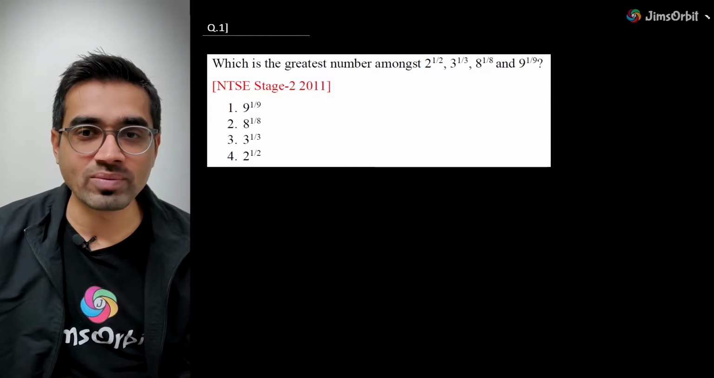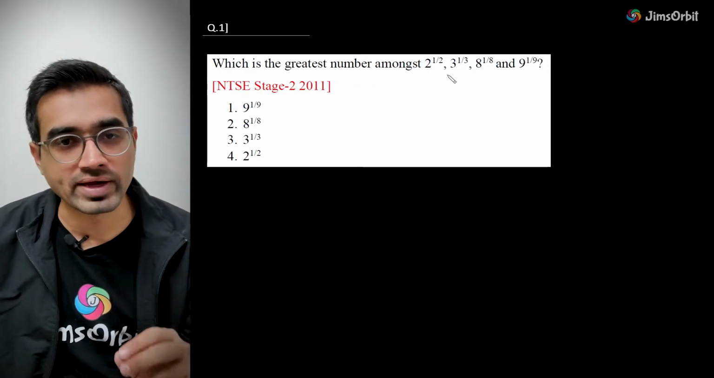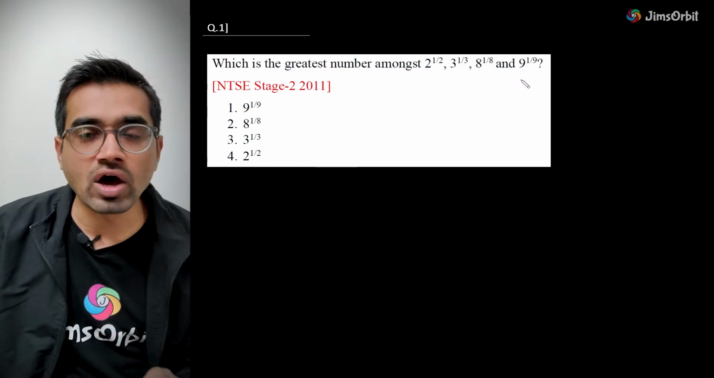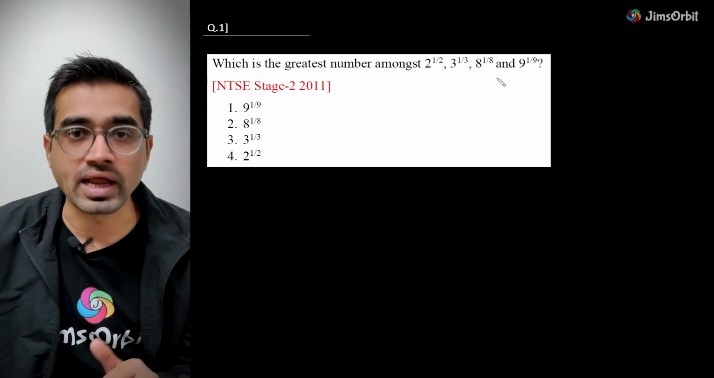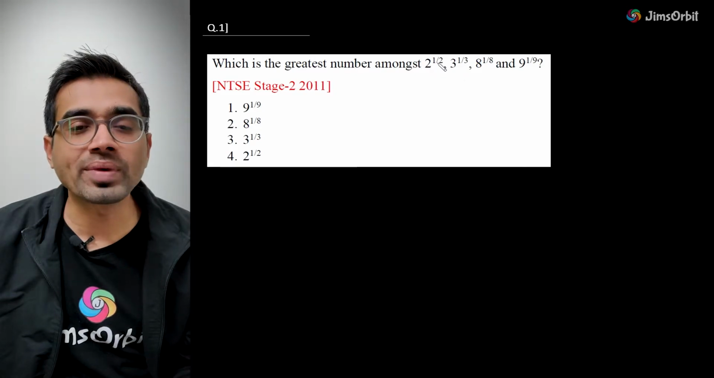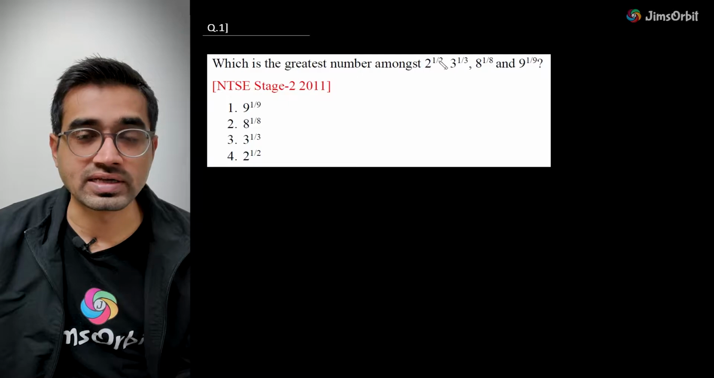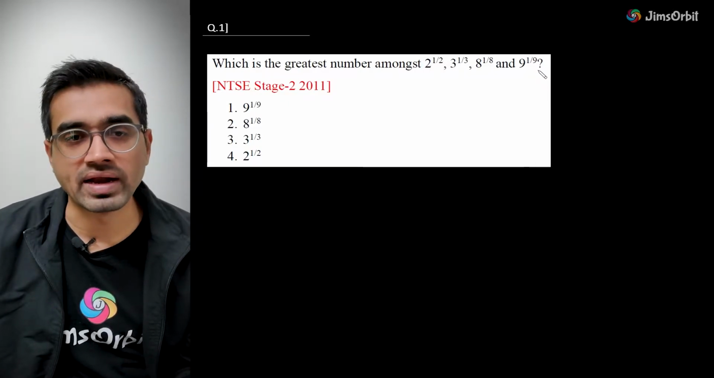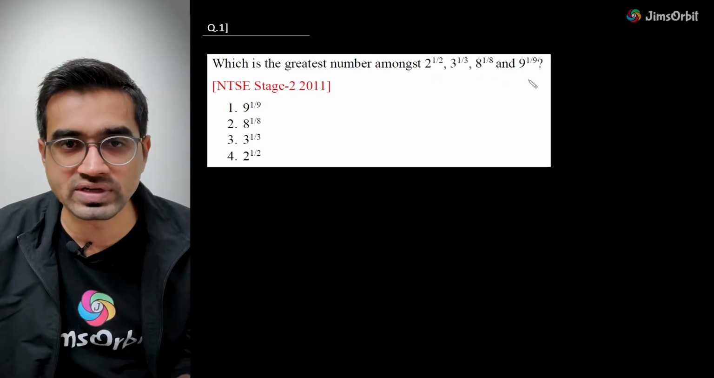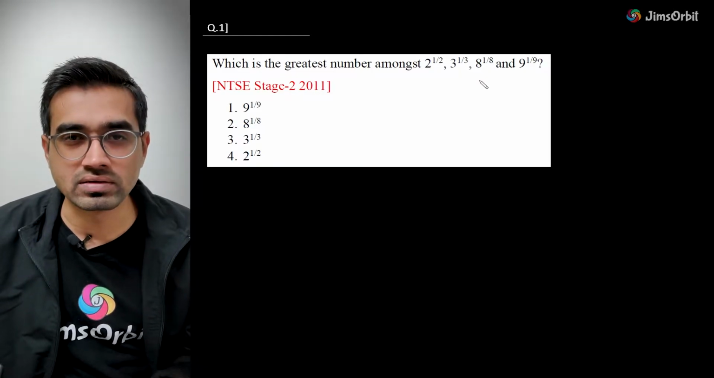In this problem, you have to find which is the greatest number amongst 2 to the power 1 by 2, 3 to the power 1 by 3, 8 to the power 1 by 8 and 9 to the power 1 by 9. The normal, usual way of doing it is very simple. You make the exponents of all the terms the same, and then you compare the base numbers. Whichever is highest will be the highest. But in this question, solving that way will be a little bit lengthier.